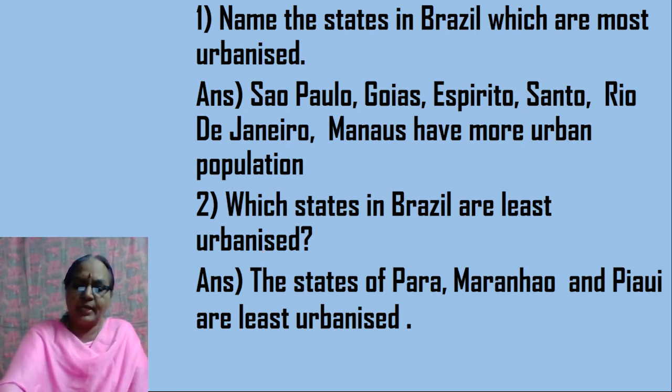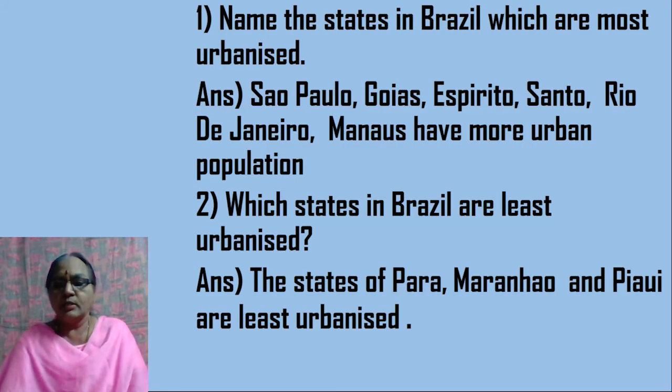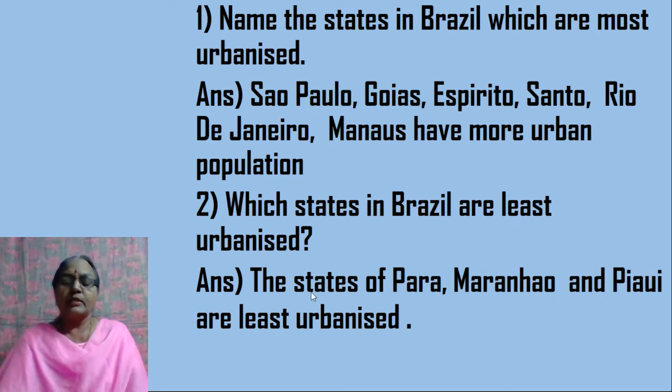Which states in Brazil are least urbanized? Let's go back to the map again. Least urbanized are Para here. Can you see? Here the percentage of urban population is between 51 to 60. There's Para, Maranhão, Piauí, etc. So, the states which are least urbanized are Para, Maranhão and Piauí.